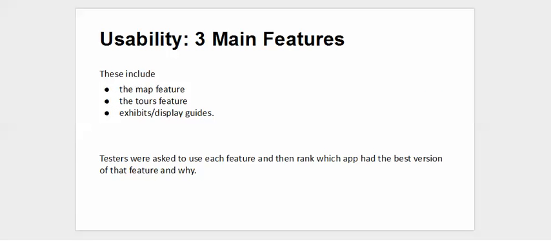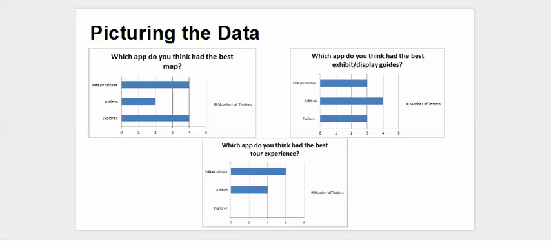Then I tested the three main features common in all three apps, which included map features, tour features, which were organized around categories and themes, and then the exhibit and display guides in each app, which were breakout pages that described specific sites and artwork and displays. Testers were asked to use each of these features in each app and then rank which app had the best version of that feature and why. Their explanations for what they picked helped me figure out what people liked and didn't like in terms of usability. From this evaluation, I created different graphs that helped me visualize the data.